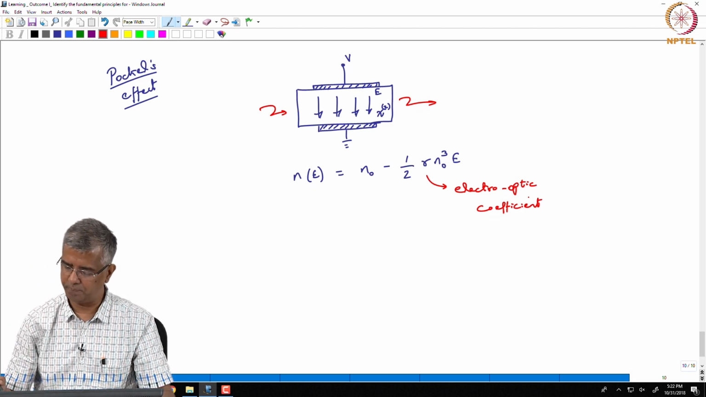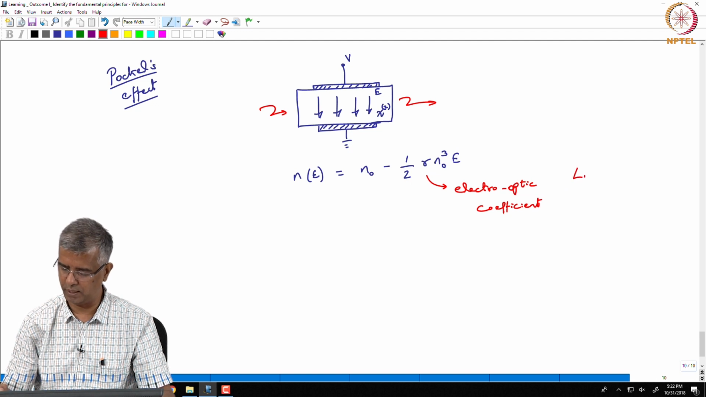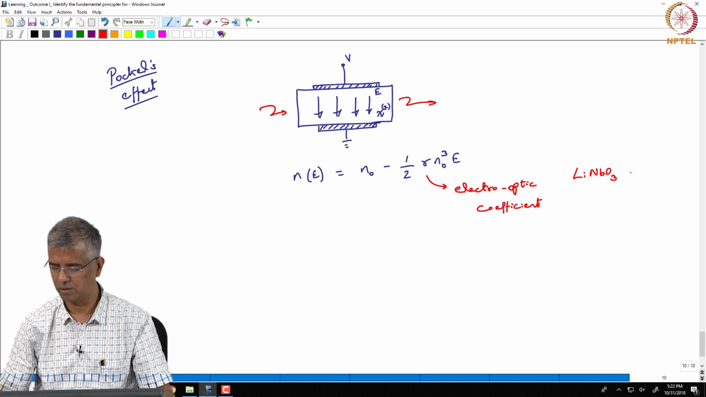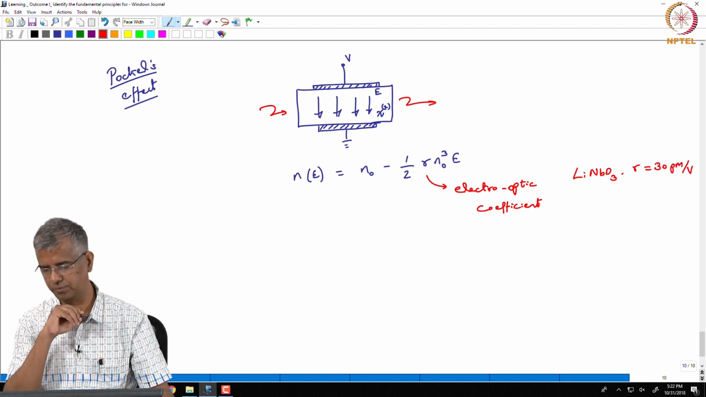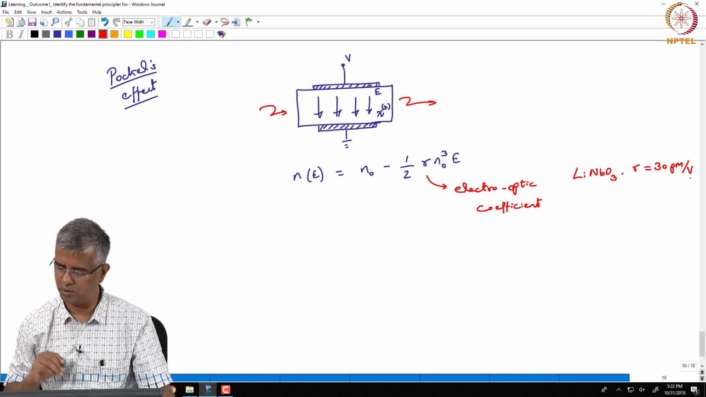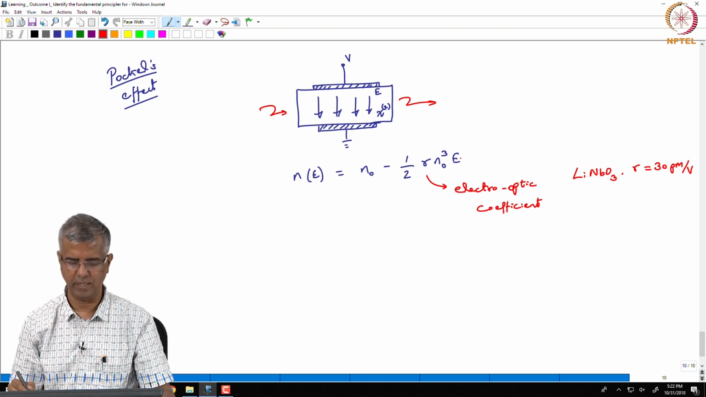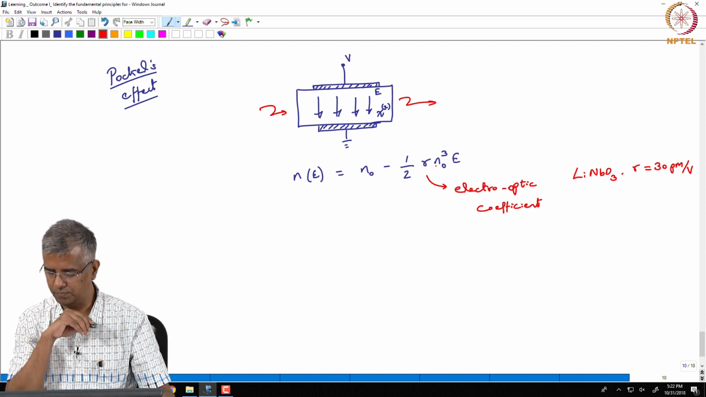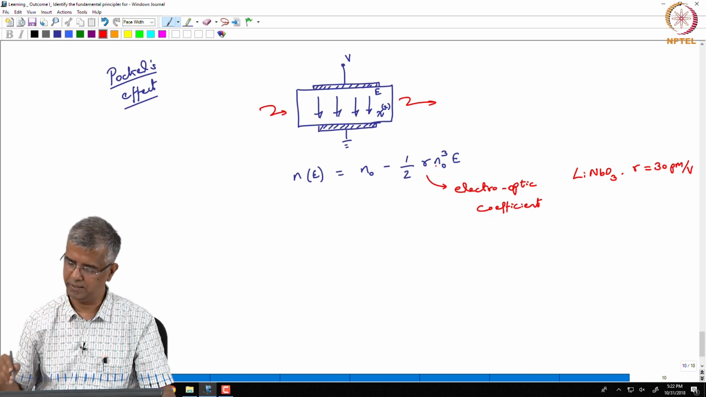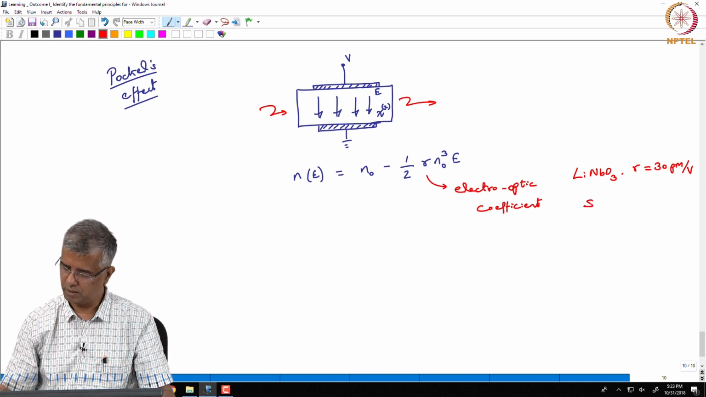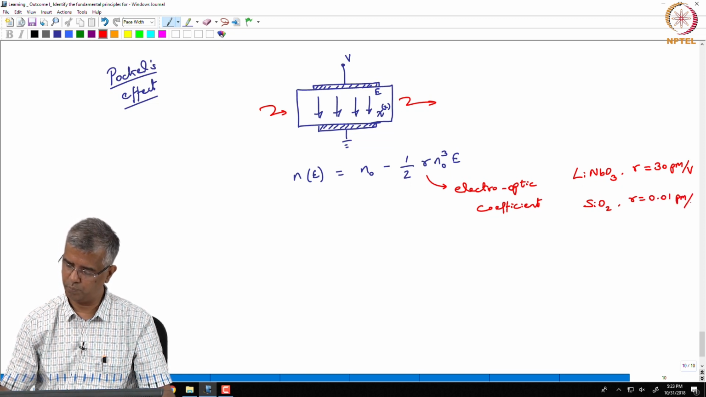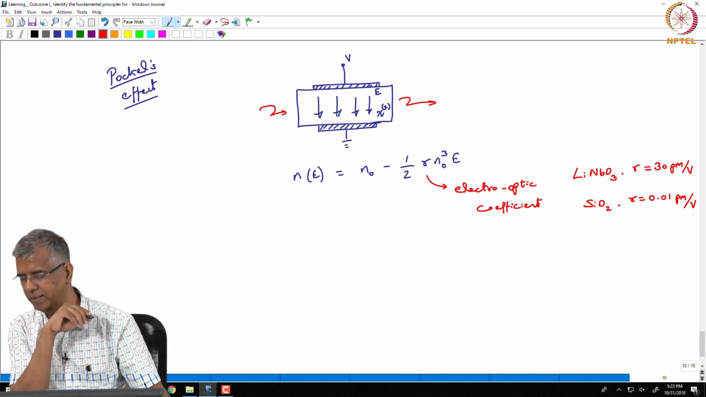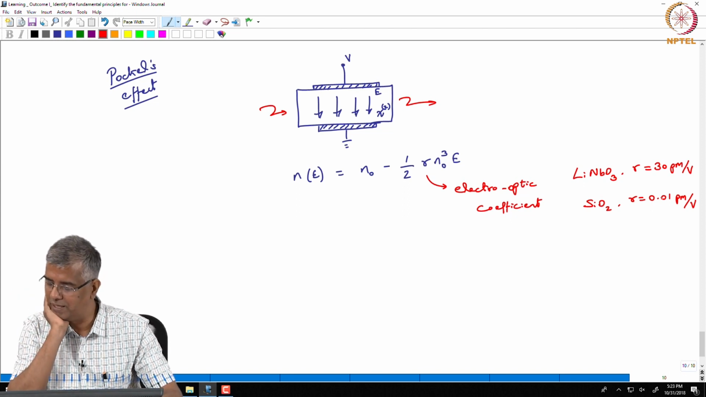To give you an idea for this electro-optic coefficient, for lithium niobate, which is one of the very popular crystals, R is 30 picometer per volt. You can see where that picometer per volt unit comes from. That multiplied by electric field, which is volt per meter, is going to give you a dimensionless quantity. For silica, that R is very low, it is 0.01 picometer per volt. It is negligible. So, you can say that chi2 for silica is negligible.